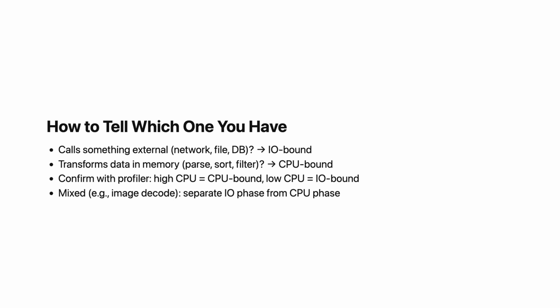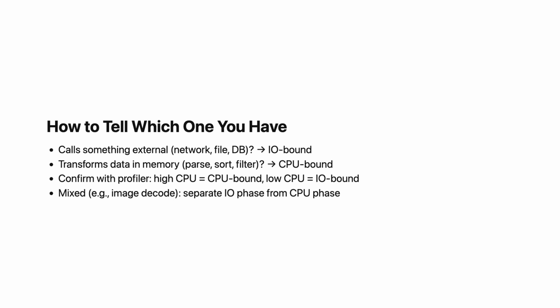Let me walk through common Android operations and classify them. Retrofit API call: I/O bound. The CPU sends an HTTP request and waits for the server to respond. Room database query: I/O bound. SQLite reads data from disk. Parsing with Moshi or JSON: CPU bound. The parser is actively reading characters, building objects, and allocating memory.